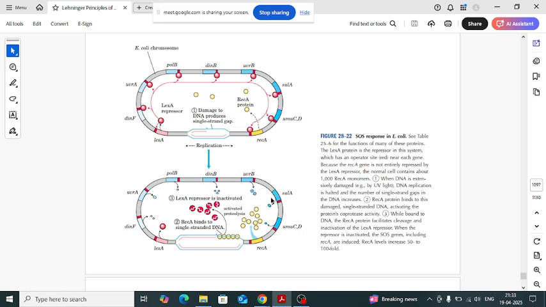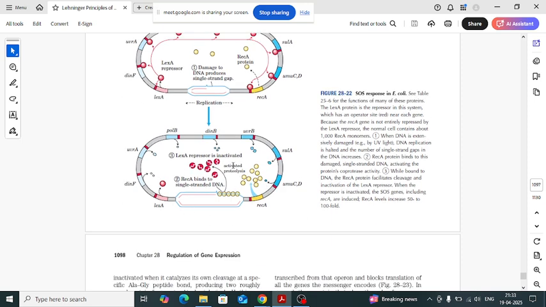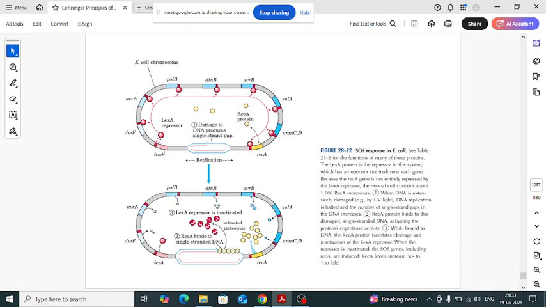So normally, when LexA is bound to the promoter region of these SOS genes, those SOS genes cannot be expressed. But when RecA is activated and cleaves the LexA repressor, then the LexA repressor will be inactivated. So now the SOS genes can be expressed and they will help to bypass the replication fork, right? So that is the SOS response when there is DNA damage in E. coli.